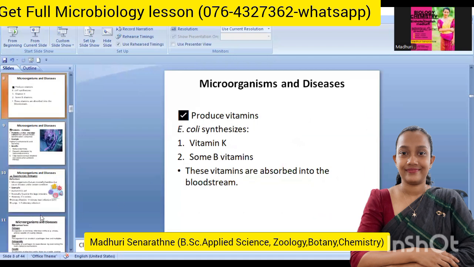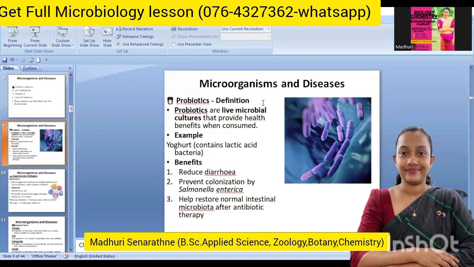So next, another important concept is probiotics. Probiotics are live microbial cultures that exert beneficial effects. Probiotics are live microbial cultures that provide health benefits when consumed. Example, yogurt. Yogurt contains lactic acid bacteria, which represent the probiotic.